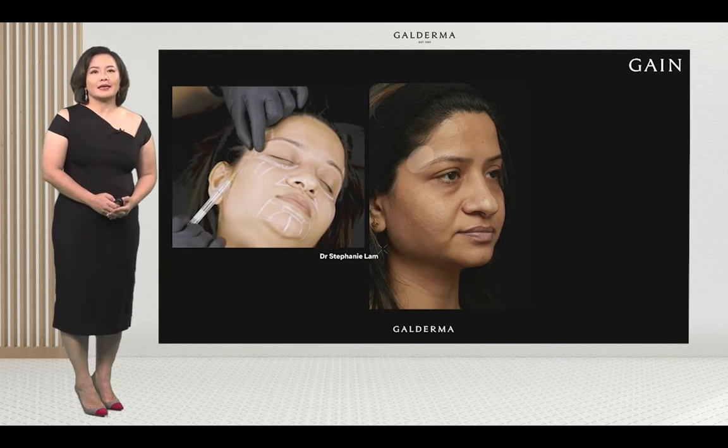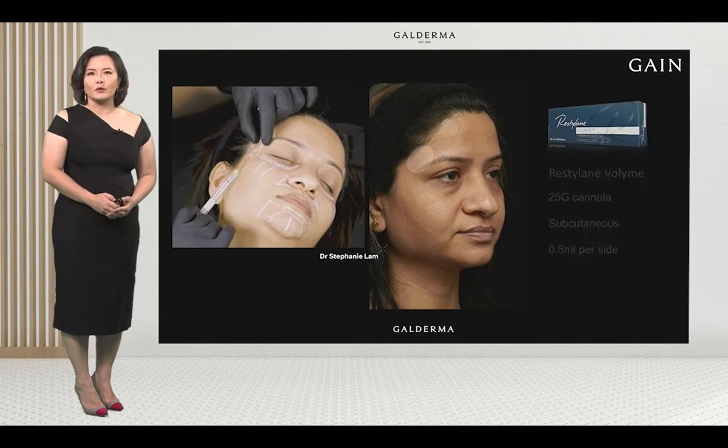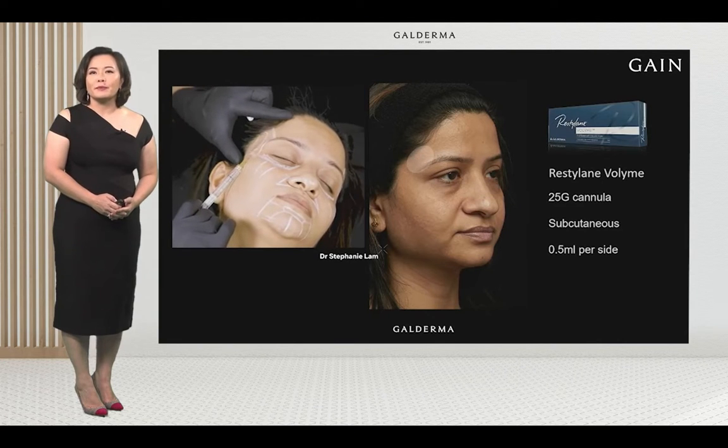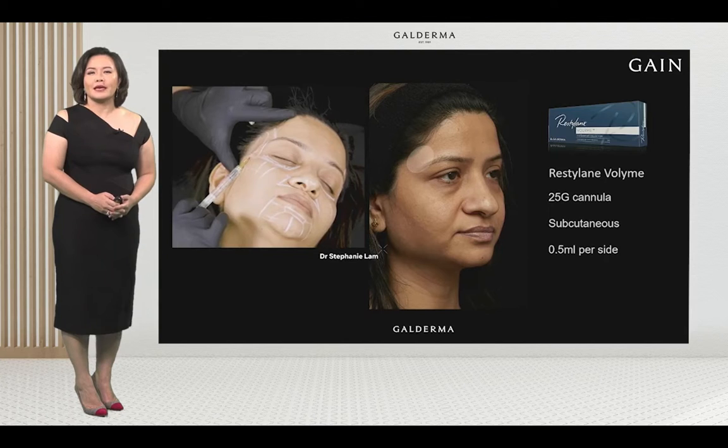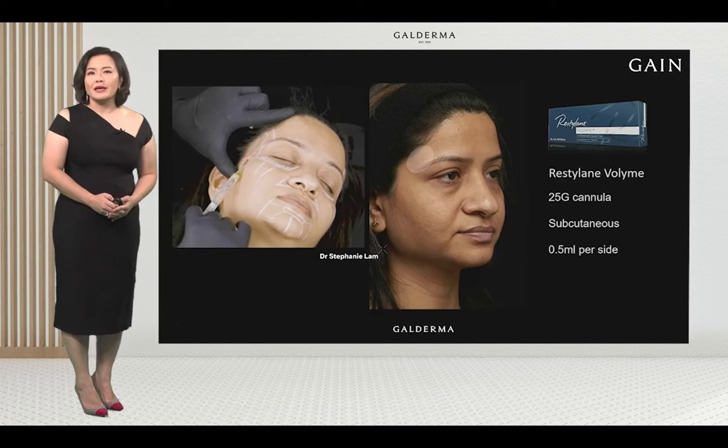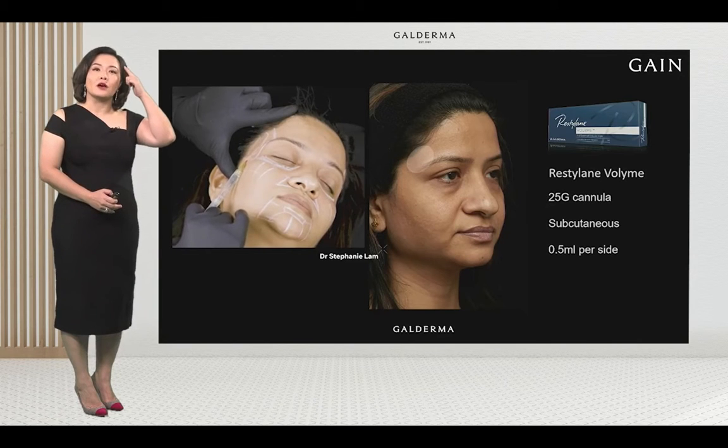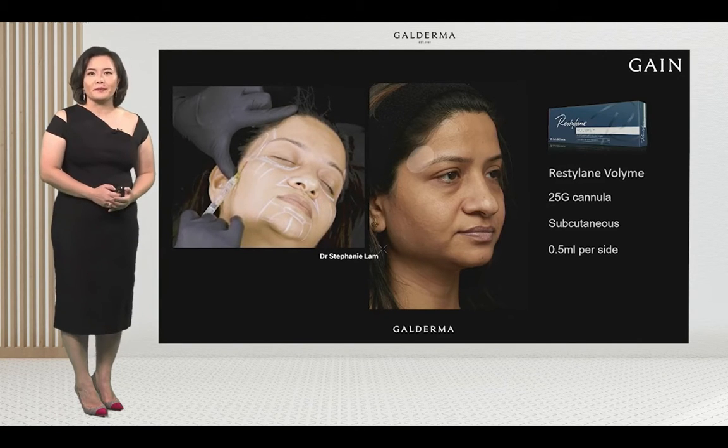Taking my cannula connected to Restylane Volume, I then just go to the subcutaneous plane where I inject the product in a retrograde fashion slowly through small lines over the temporal region. Now, don't be alarmed that initially you will be able to see threads of filler underneath the skin.